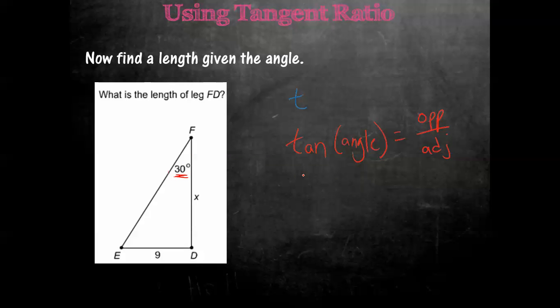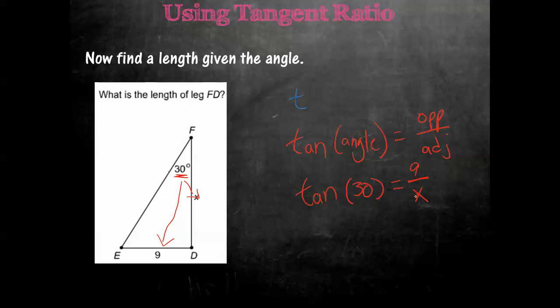We're given 30 degrees. So we know that the tangent of 30 degrees is going to be the opposite, okay? So here we have opposite, that would be 9. And then we have the adjacent, which is x, okay? So now what we want to do is we want to solve for x, okay?